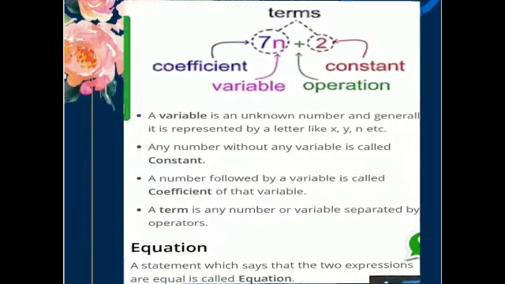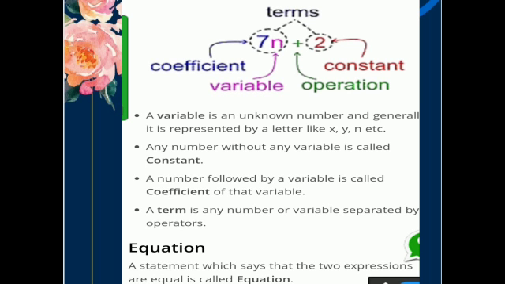So let us see what is a coefficient, variable, constant. A variable is an unknown number and generally it is represented by a letter like x, y, n, etc. Here in this equation you can see 7n plus 2. Here this n is known as a variable. It can be in the form x, y, any variable. Constant means any number without any variable. Here you can see 2. Only 2 is there, and in that 2, no variables are there. So that is known as a constant, a separate number without any variable.